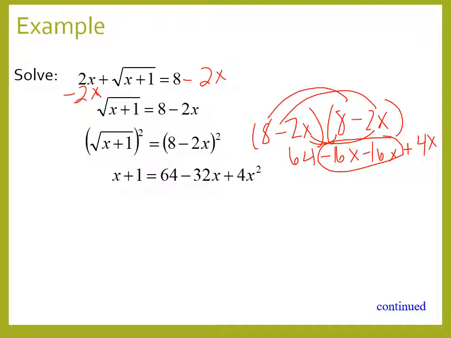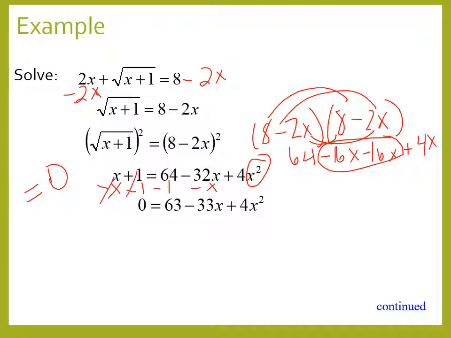So after I do that, in this situation, we have to get one side equal to 0, and the reason why is because I'm now working with a quadratic. Quadratic means that my highest exponent is squared. So in order to solve a quadratic, you have to get one side equal to 0. So I'm going to need to move my x plus 1 to the right side. I'm going to subtract x from both sides, and I'm needing to subtract 1 from both sides. And that's going to leave me with 0 on the left side. So I have 64 minus 1 gave me 63, negative 32 minus 1x gave me negative 33x.